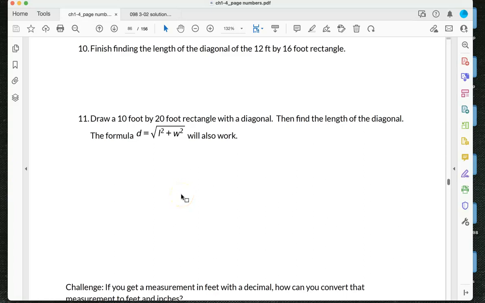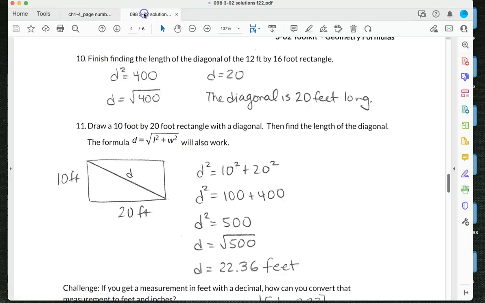So on question 8, we had just about finished finding the length of the diagonal for the 12 by 16 rectangle. We had written down d squared equals 400. And then we figured out that d has to be 20 feet. So the diagonal is 20 feet long.